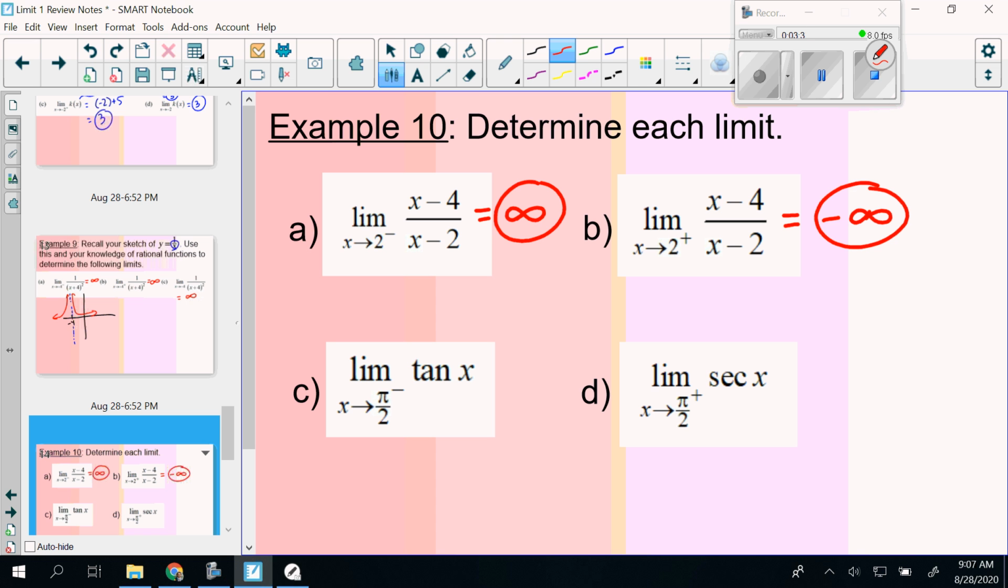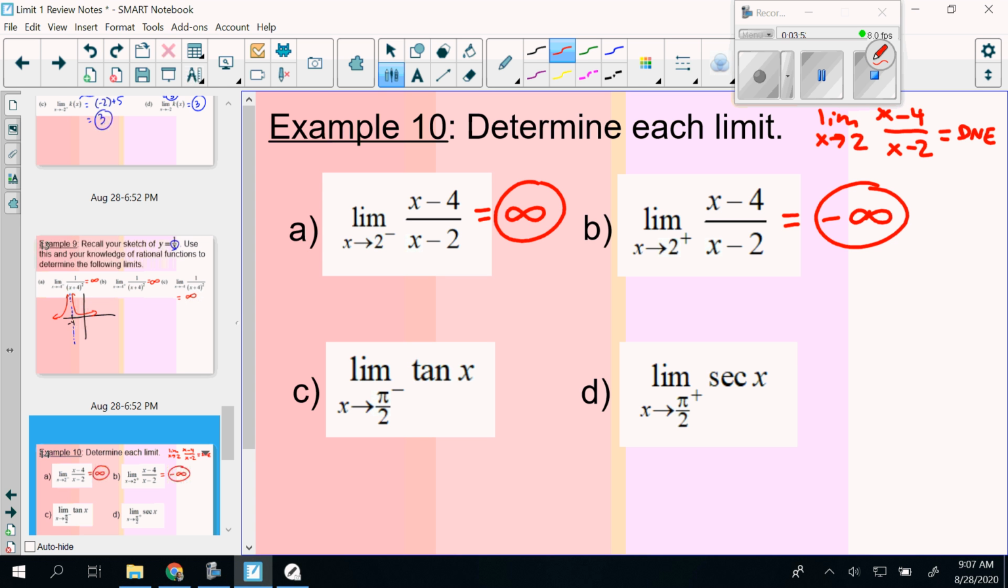So if there was a follow-up question on this one, what's the limit as x approaches 2 then of this function? Well, here, since these are not equivalent, then we would say that this one does not exist because they're not approaching the same thing. So they'd have to be the same in order for you to either put infinity or negative infinity.